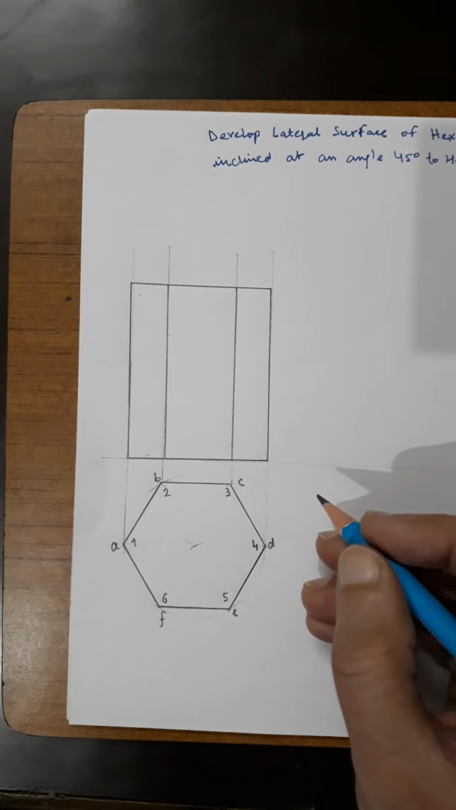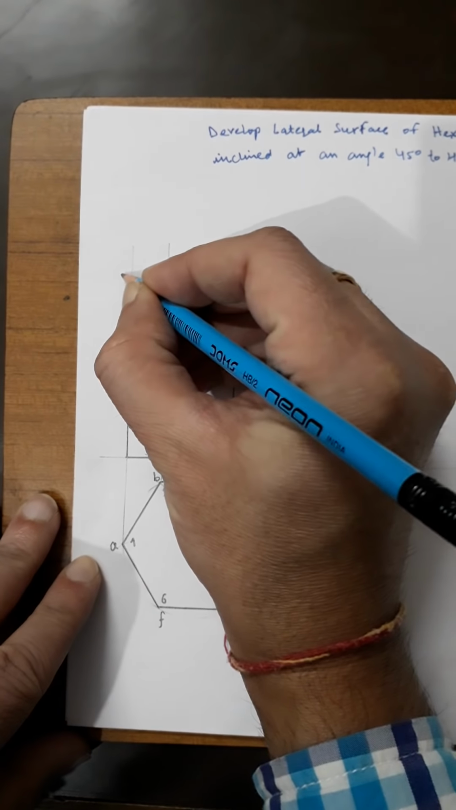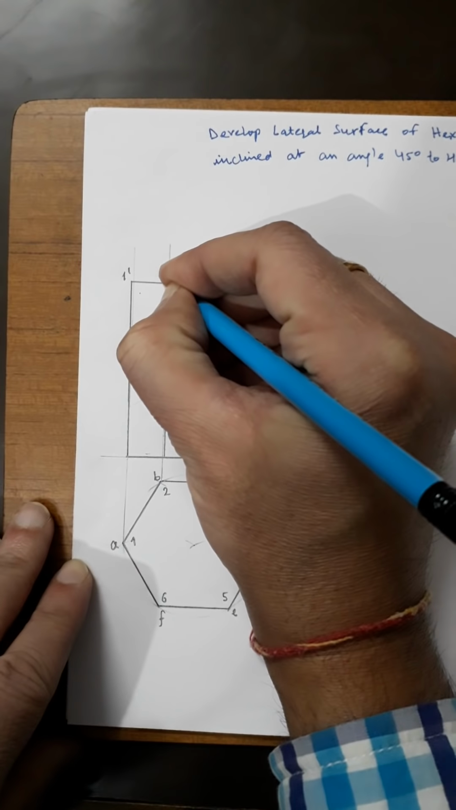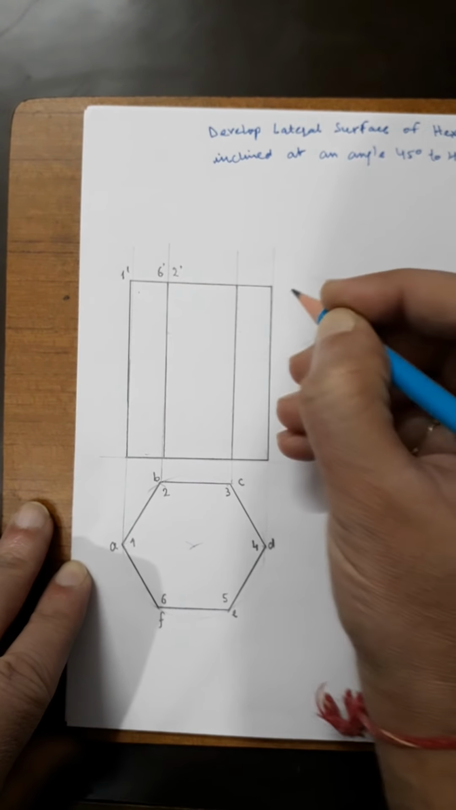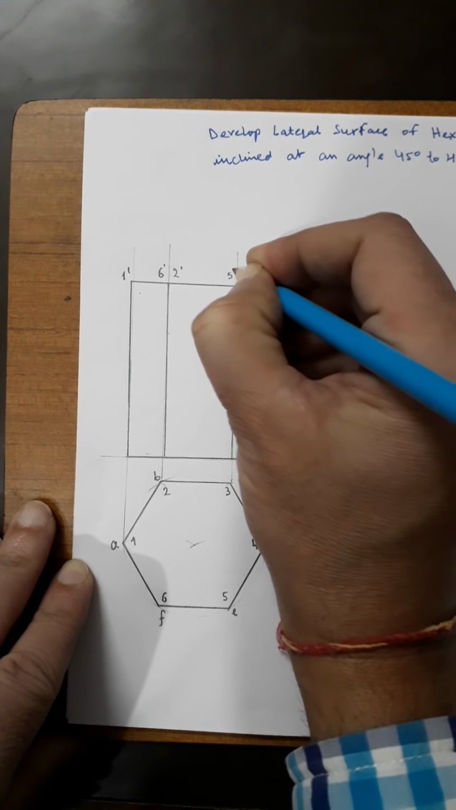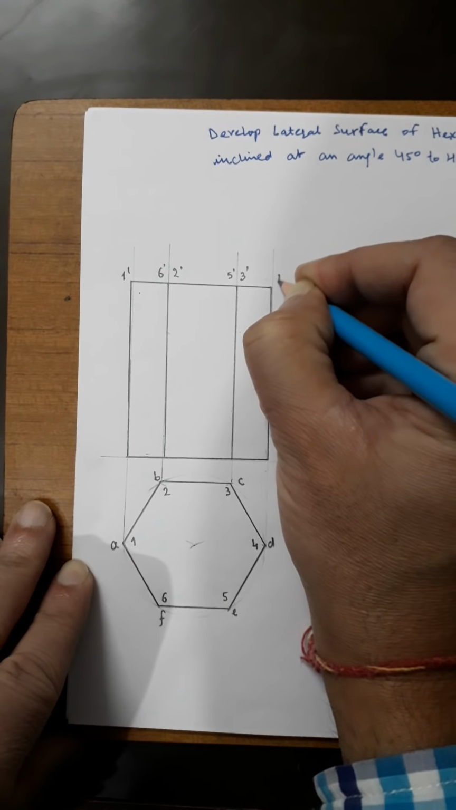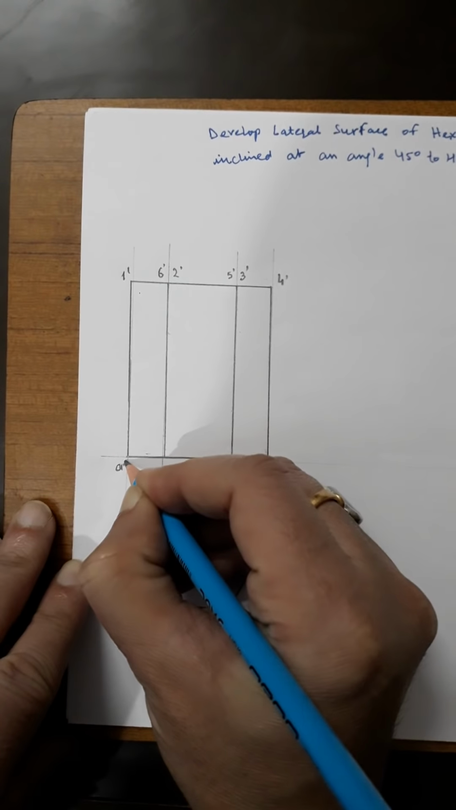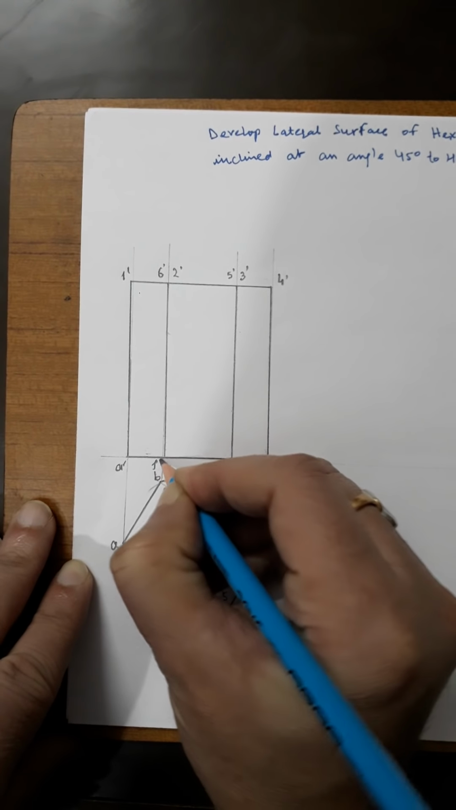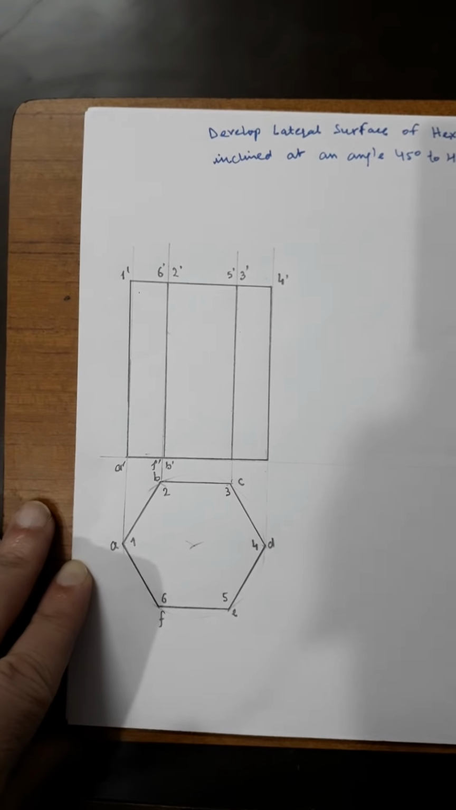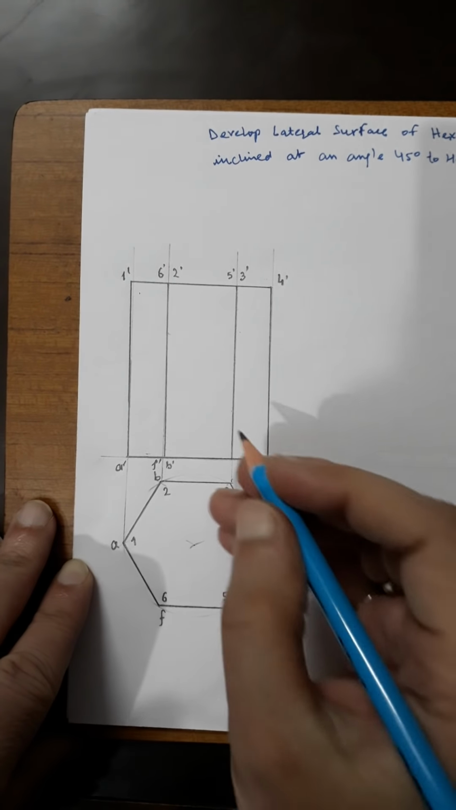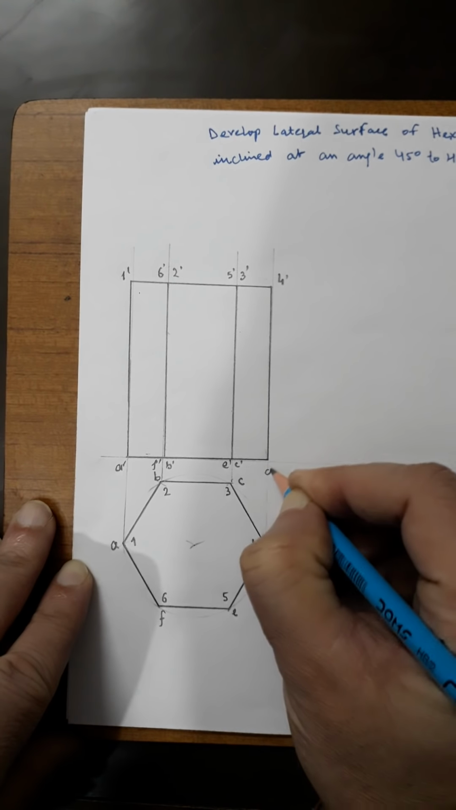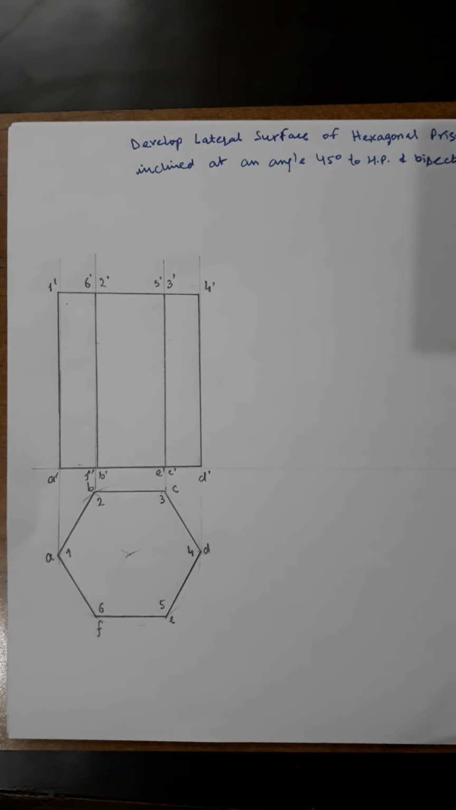These two. Now I can name it as 1 dash, this is 6 dash 2 dash, this is 5 dash 3 dash, and this is 4 dash. The lower base is A dash, F dash, B dash, E dash, C dash, and D dash. Now this is the front view.